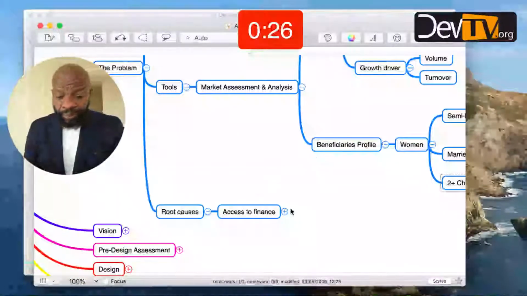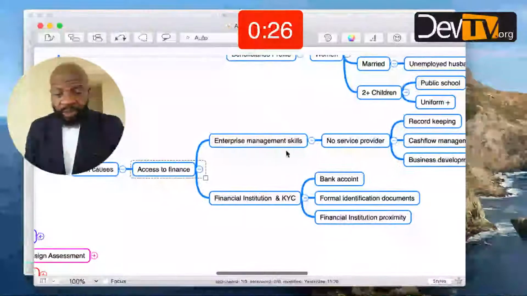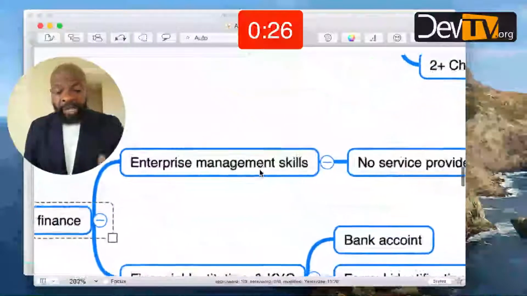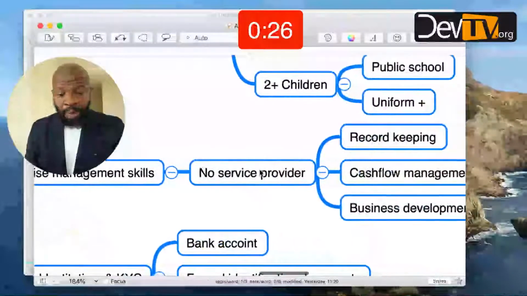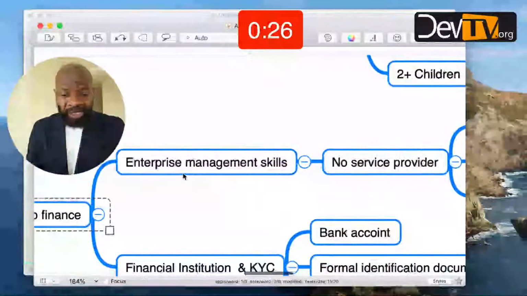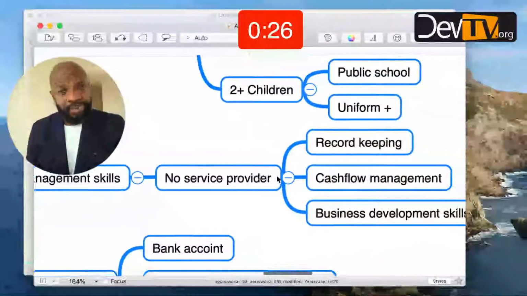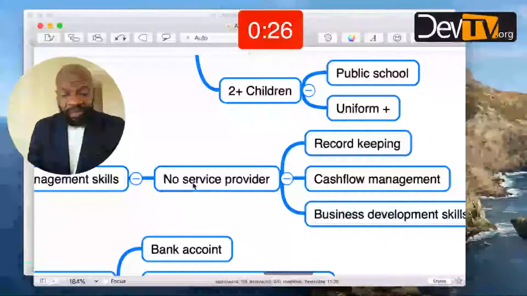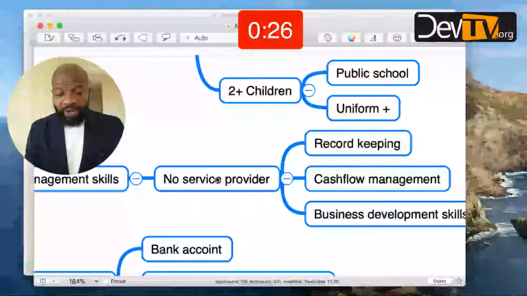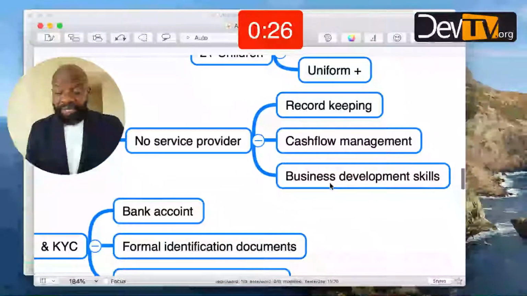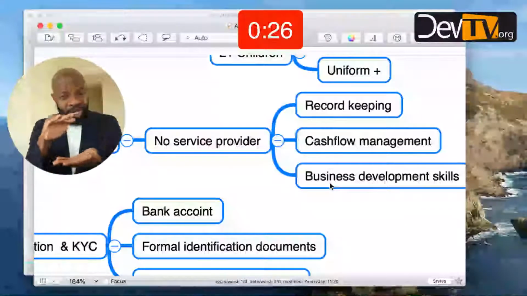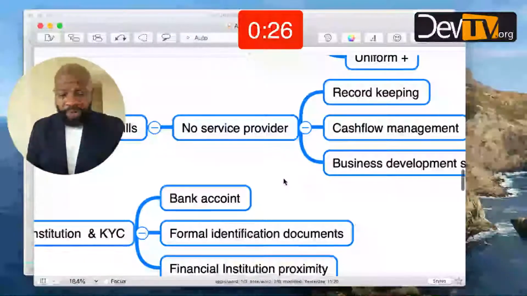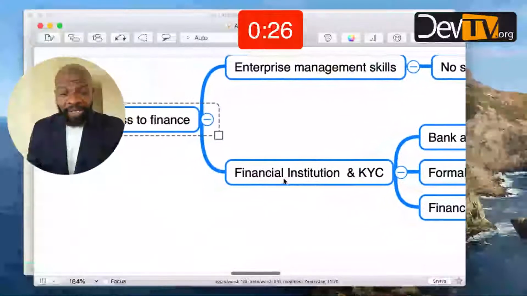So that's the beneficiary profile. The root causes of this then, the way we think about the root causes is to say, okay, you have the symptoms of low income from the enterprise. So why is that the case? What we think is poor enterprise management skill. The root cause of that is that there is no service provider. There's nobody providing record keeping services, cash flow management services, business development skills, training these women, these micro enterprises, to upskill themselves in these areas.